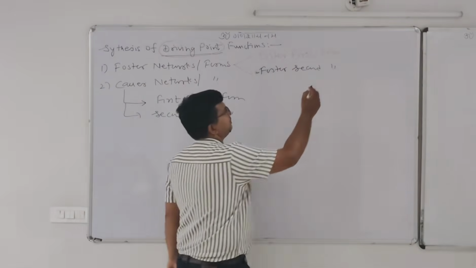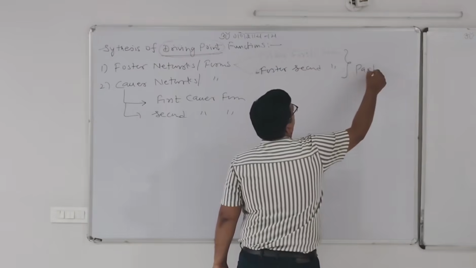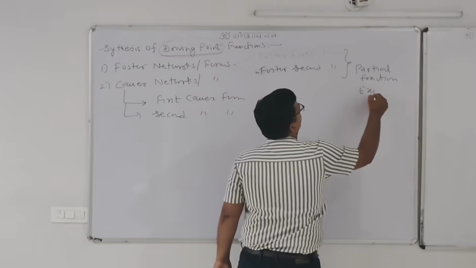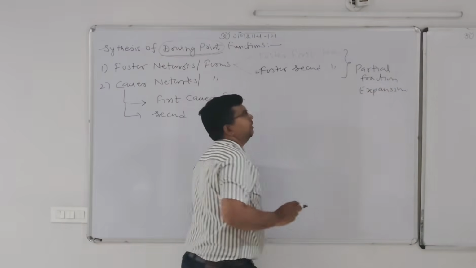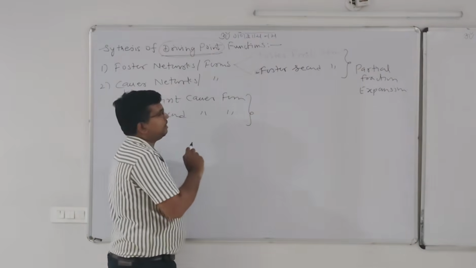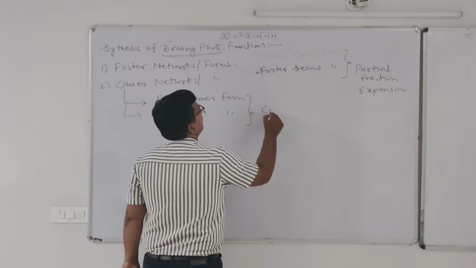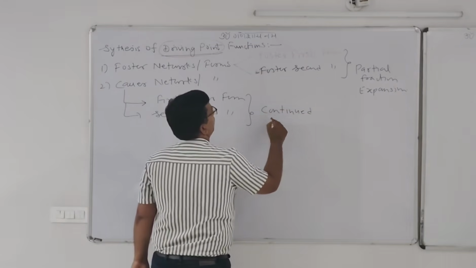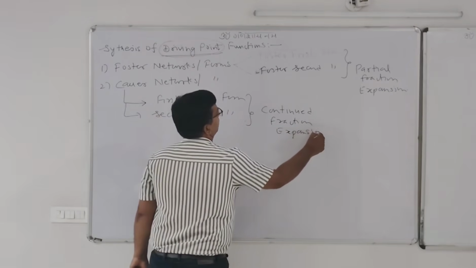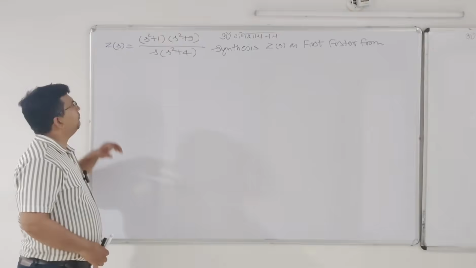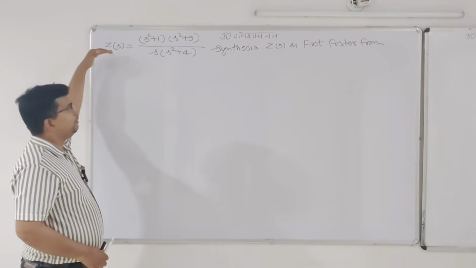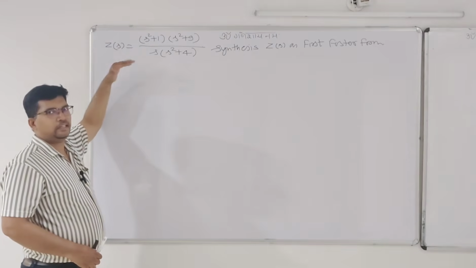Now, the Foster network is based on the partial fraction expansion method. It means, if you know the partial fraction expansion method, we can easily solve the Foster network. Similarly, the Cauer networks are based on the continued fraction expansion method. This method we have already discussed in the case of the Hurwitz polynomial. After discussing the properties of the LC network, now we will discuss the numerical problem of the first Foster form and the second Foster form.